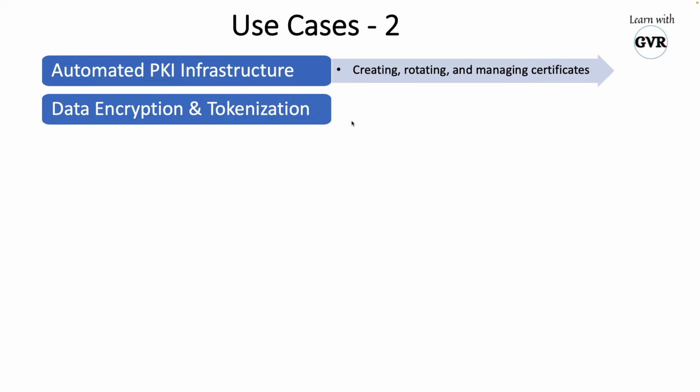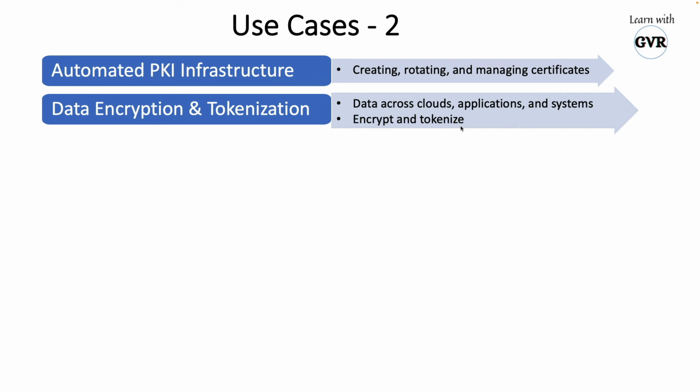Another one is data encryption and tokenization. Let's say your organization's data is located in multi-cloud, so AWS, Azure and GCP, and also data in some of the applications, data in some of the on-premise systems and data in some of the other areas. All these areas have data spread across, and you want to encrypt it. How do you encrypt and how do you maintain? You have to maintain multiple copies at multiple locations. It will be very hectic. By leveraging Vault, you can achieve that.